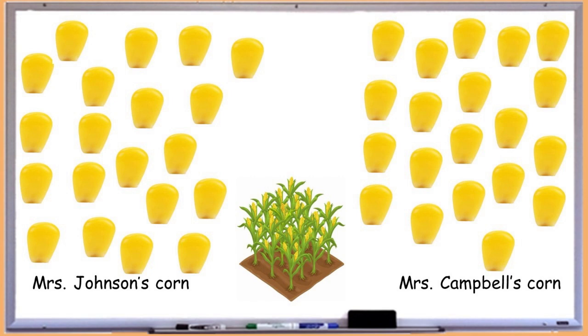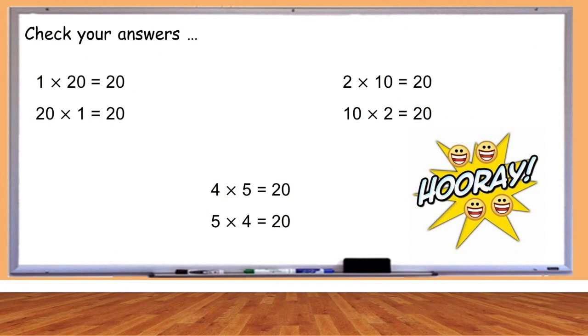Let us check those answers. If you wrote A, 1 row with 20 corn, 1 multiplied by 20 is equal to 20, and 20 rows with 1 corn, 20 multiplied by 1 is equal to 20, clap yourself. Also, if you wrote 2 rows with 10 corns in each row, 2 multiplied by 10 is equal to 20, and 10 rows with 2 corns in each row, 10 multiplied by 2 is equal to 20. Boys and girls, you are doing great.